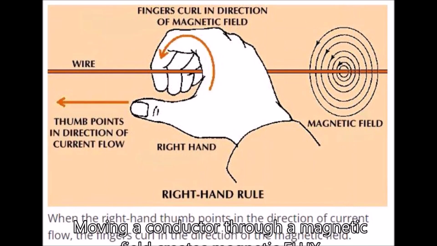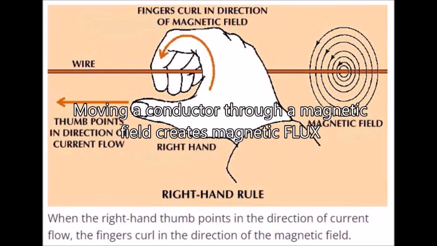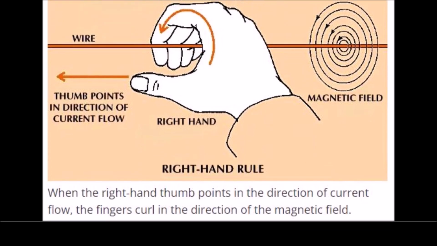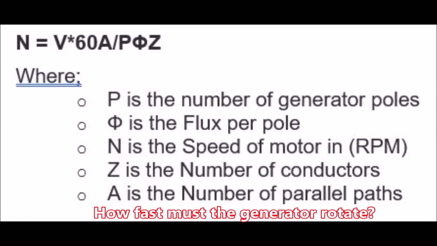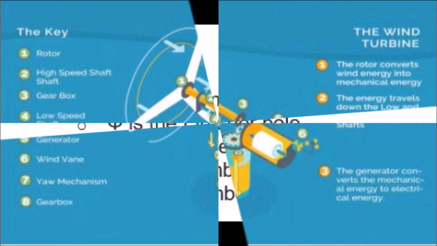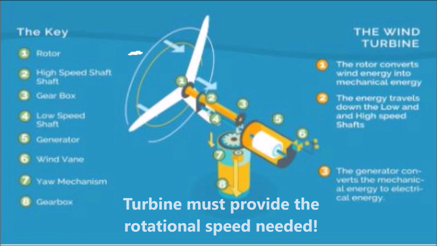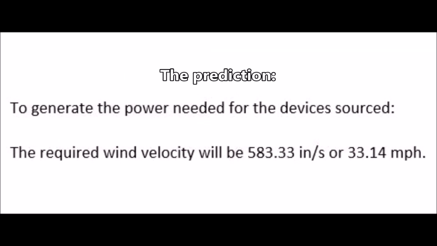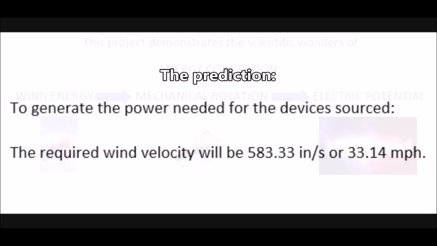The principles of Faraday's law and the right-hand rule are utilized to generate an electrical current in a conductor passing through a magnetic field. The rotational speed needed to generate the electrical power to light the LED is then determined using the formula shown. Then, using the rotational speed found for the generator, the required wind speed is calculated using this speed formula. Based on the preceding formulas, the team predicted that a wind speed of 33.14 miles per hour is needed to light the LED.